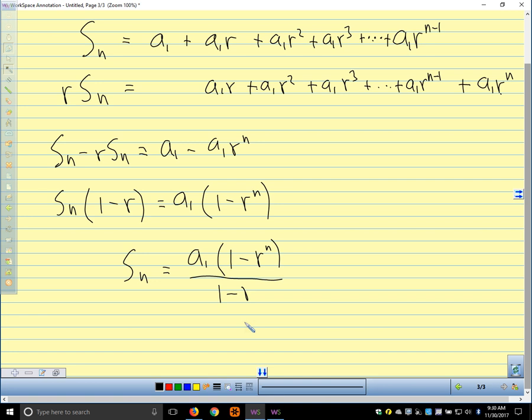And that's my sum of a finite geometric sequence. I just need to know a1, and I need to know r, and I need to know how many terms I'm adding. That's a nice little trick there. Nice technique.